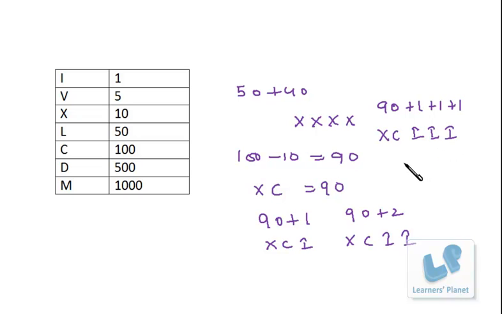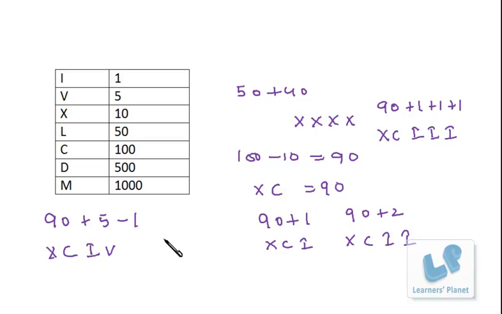Further, if I have to write 94, it's 90 plus 5 minus 1. Now how do I write 90? It is XC. Now how do I write 5 minus 1? If I write I before V, it will give the difference of 5 and 1, that is 4. So it's IV. I'm sure you are getting it.